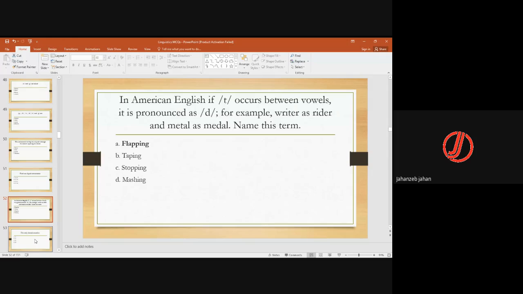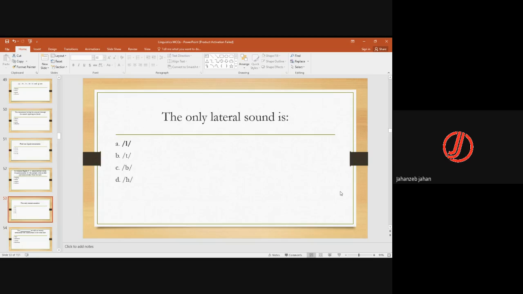In American English, if it occurs between vowels, it is pronounced as d. For example, rider. So while saying rider, many times we say it with a d sound, or metal, like this is made of metal. So this sound we convert to d in American English. So this process is called flapping. So the only lateral sound among these is l.